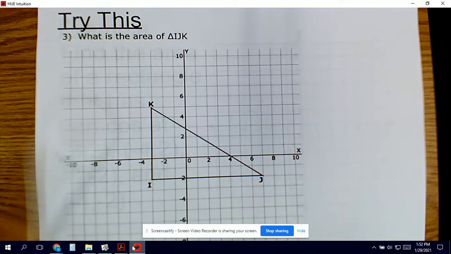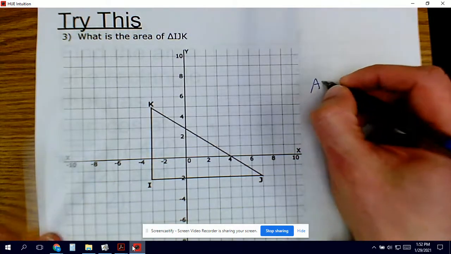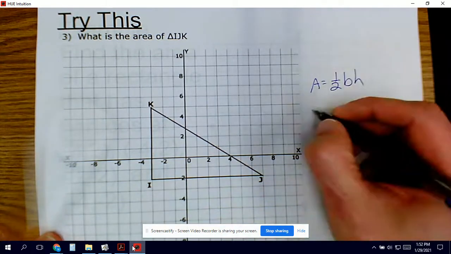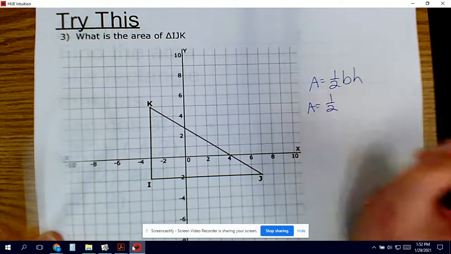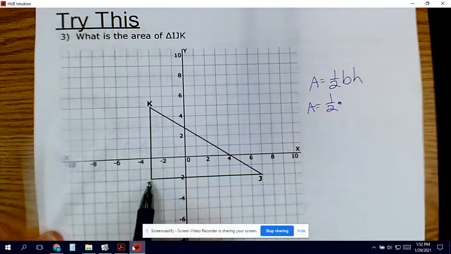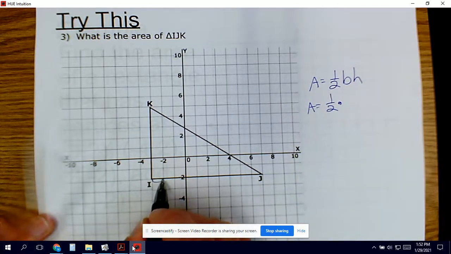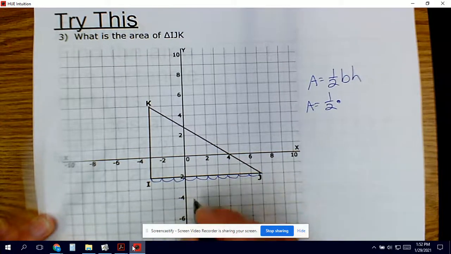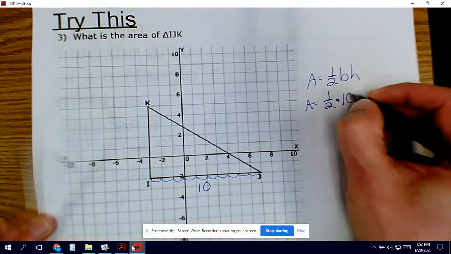Okay, here we go. Formula for area of a triangle. Area equals 1/2 base times height. Area equals 1/2 times the base of this triangle, IJ. 1, 2, 3, 4, 5, 6, 7, 8, 9, 10. So the base is 10.